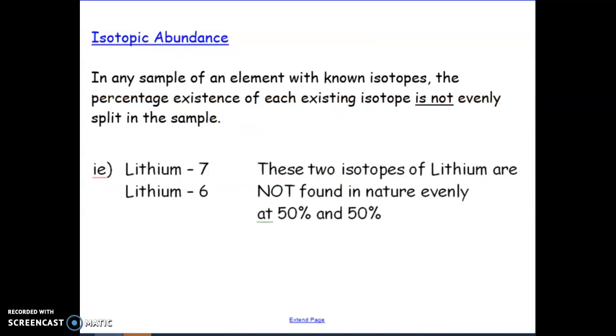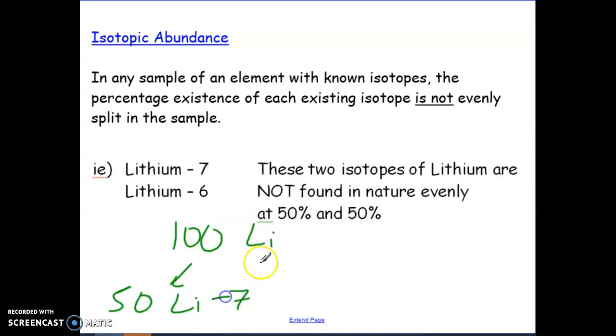So, looking at the different types of isotopes, it's important to know that they are not actually evenly distributed in real life. So for example, lithium has 2 isotopes. We have lithium with a mass number of 6 and lithium with a mass number of 7. Just because there's only 2 isotopes of lithium does not mean that all of the world's lithium is either a 6 or a 7 split half and half, right? So if I had 100 atoms of lithium, it's not that I would have 50 of them being lithium 7 and 50 of them being lithium 6.